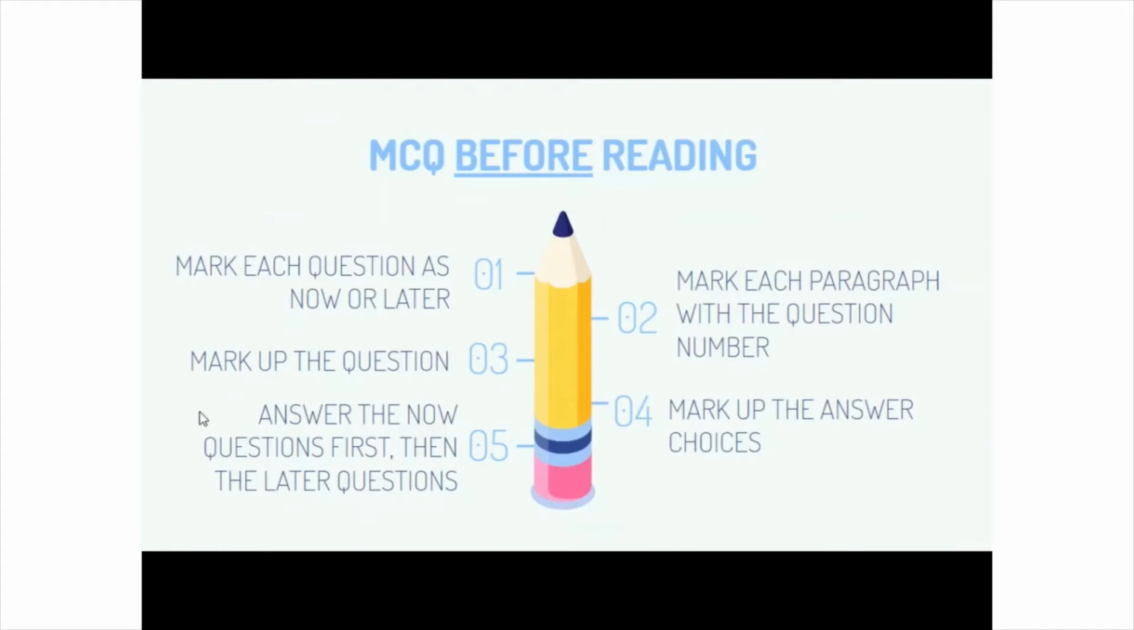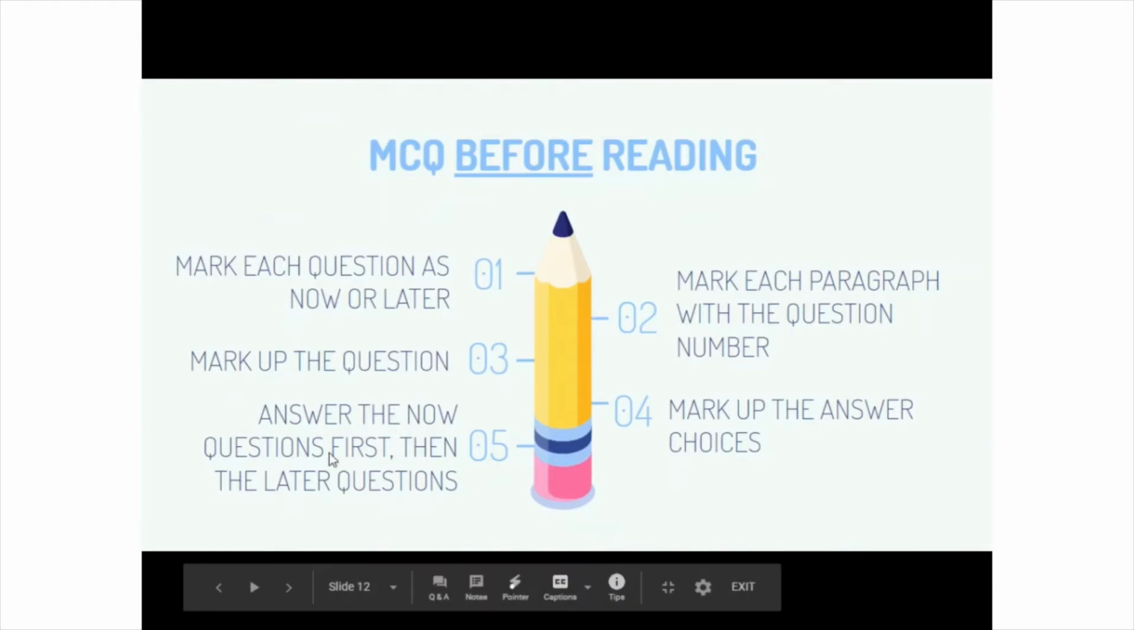So I'll put a star at the beginning, a star at the end, just keeping track of what paragraphs you need to pay attention to as you read it, because you know that certain elements of it will be asked about in the questions. Mark up the question, mark up the answer choices of all the now ones, and then we do the later ones. We're going to do the now and later strategy in a second.